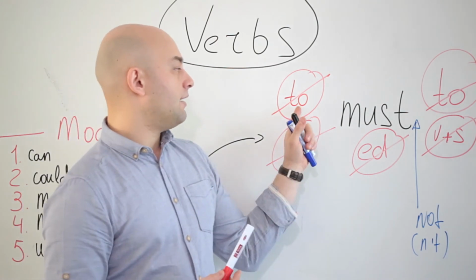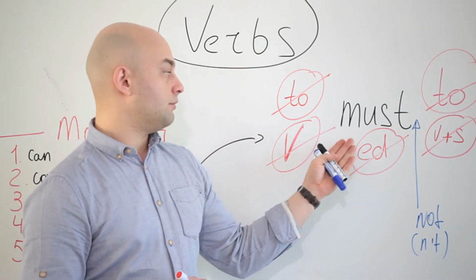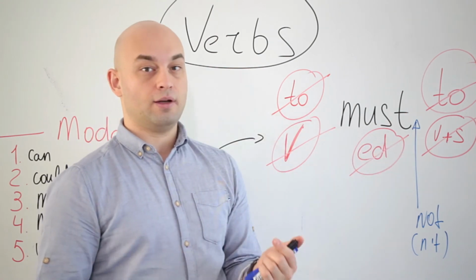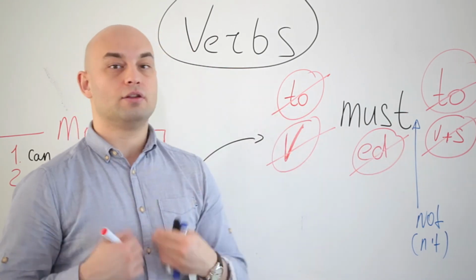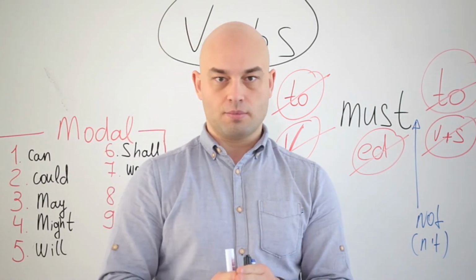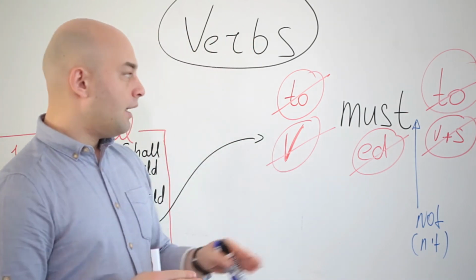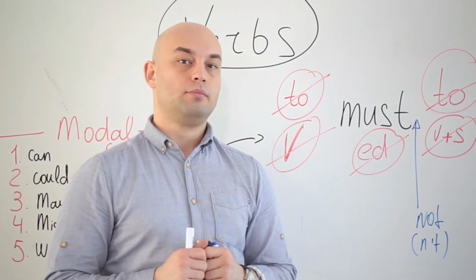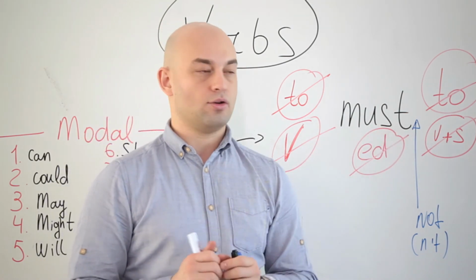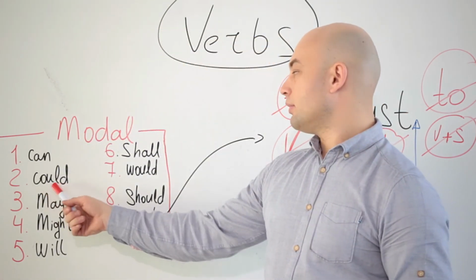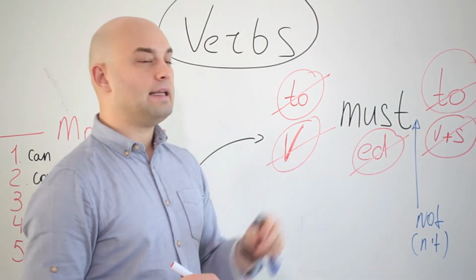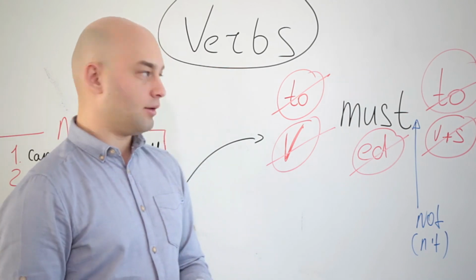You also can't have the to particle to put this verb in infinitive, okay? They don't have the to particle, so there's no to must or to can. It's must or can. They cannot have an ed ending, so there's no musted or coulded or canned, okay? There's no ed ending. Why not? Because they are irregular.